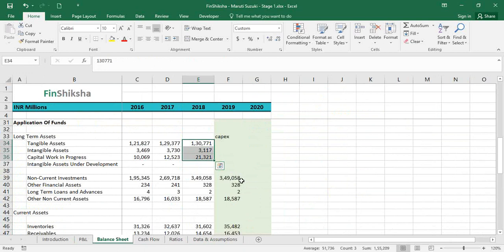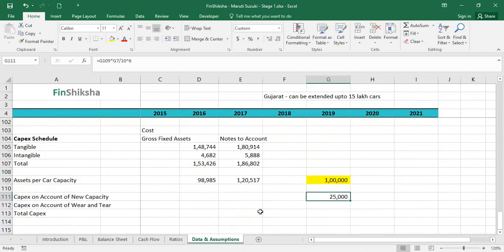So with 15,000 crore of assets, they generate 90,000 crore of sales. It's a fairly, what we say, asset-light model. It doesn't need too many assets to run this business, right? So consequently, it appears that with just 2,500 crore, they can increase their capacity by 2.5 lakh cars a year. And so that gives me the first part of the capex.